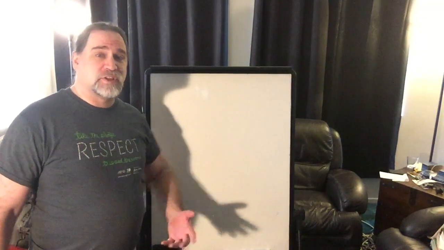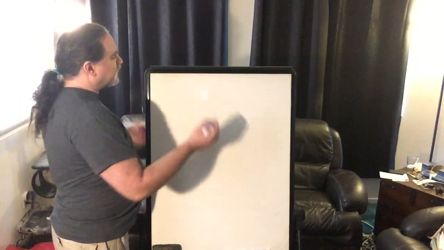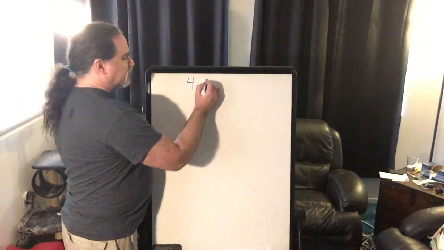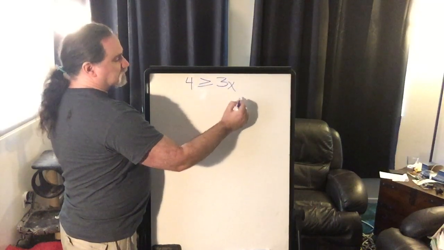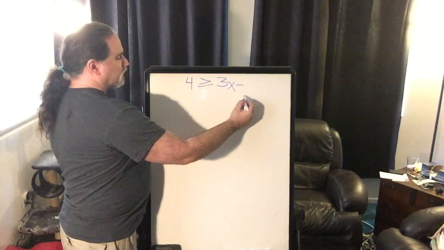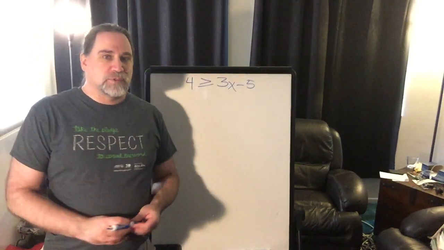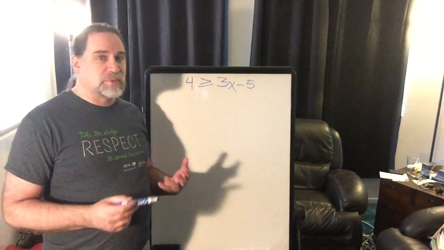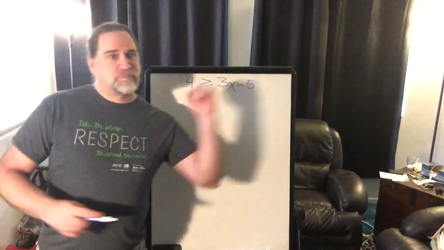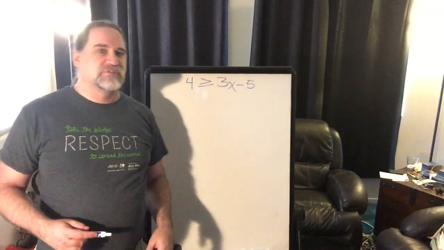Everything we learned in our last video says get the variable on the left-hand side. What if the variable is on the right-hand side? So what if it were something simple like 4 is greater than or equal to 3x minus, let's make my life easy, minus 5. So what do I do here? The variable is on the right, and maybe somebody came along and said, well, 4 is bigger than all of that stuff. 4 is greater than 3x minus 5.